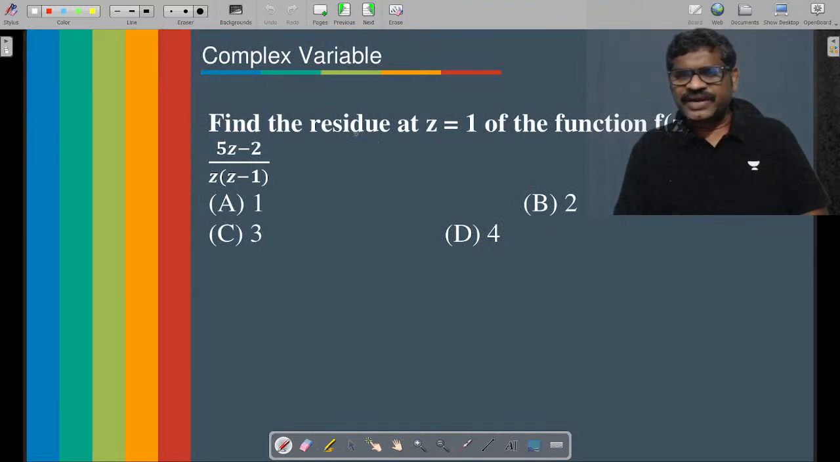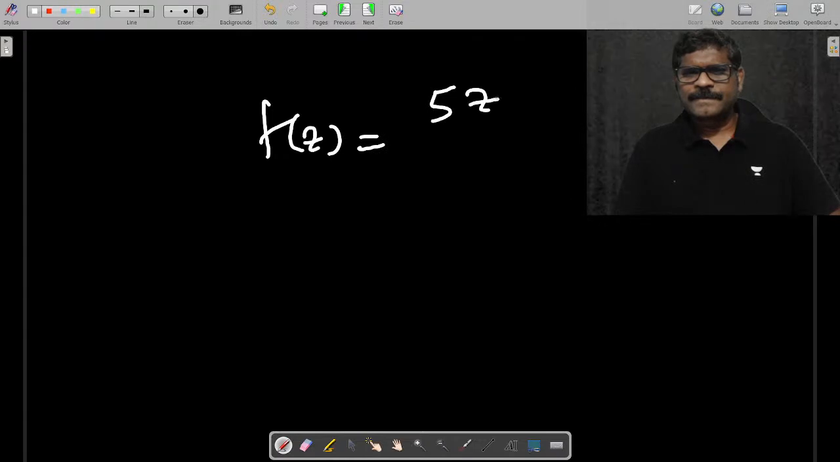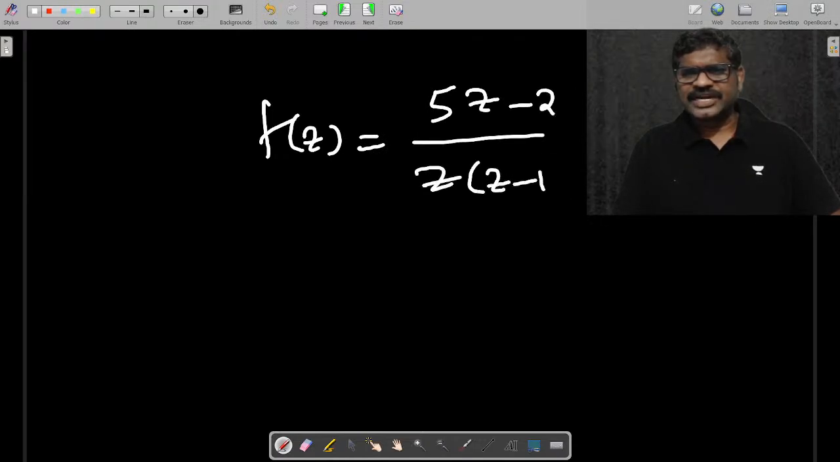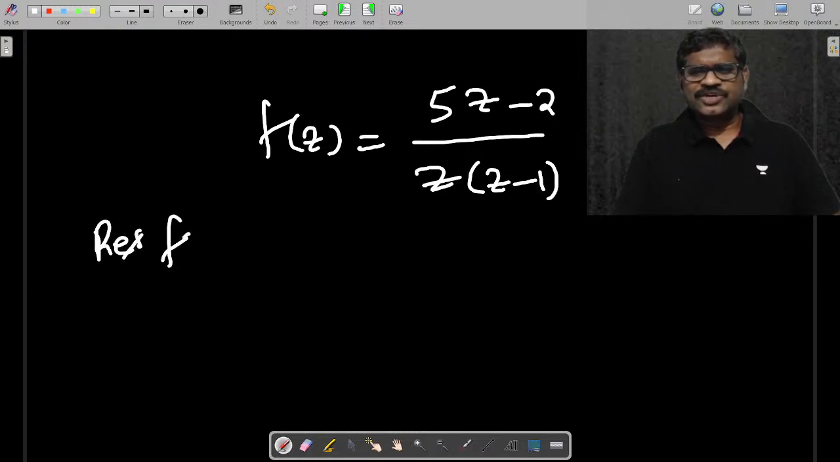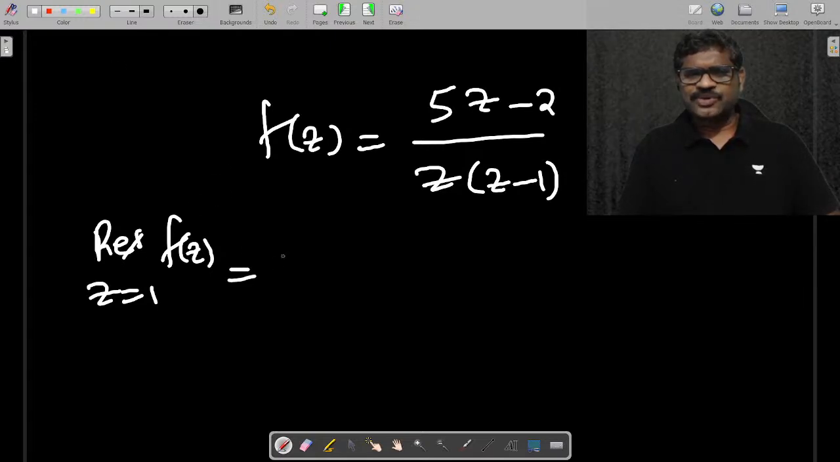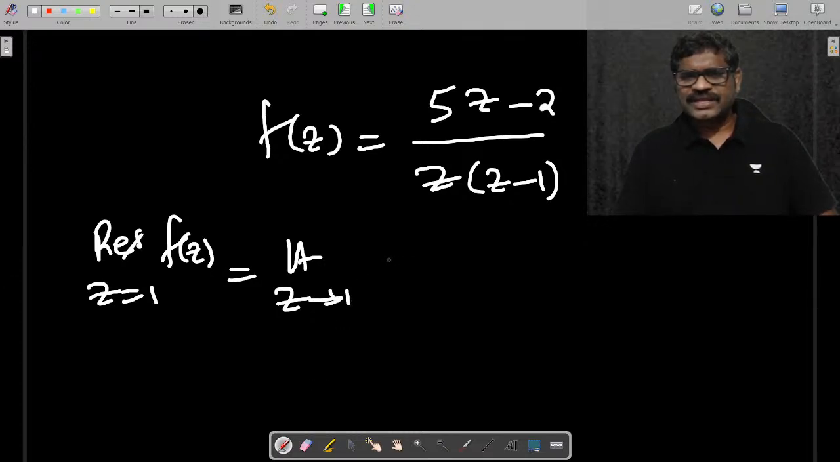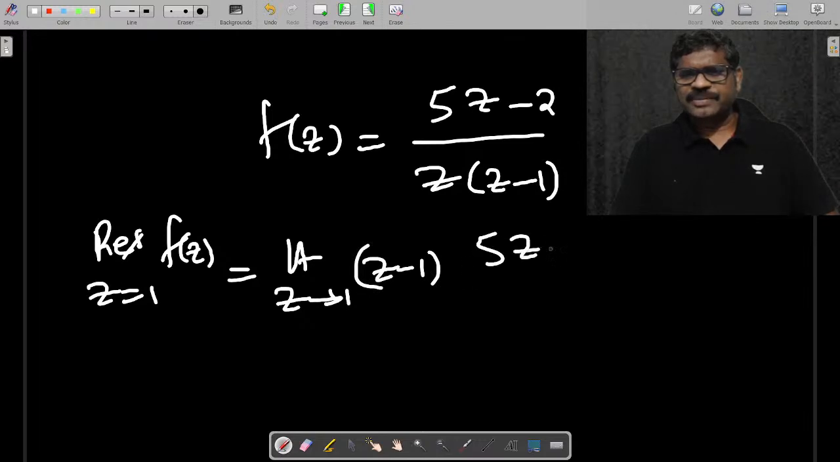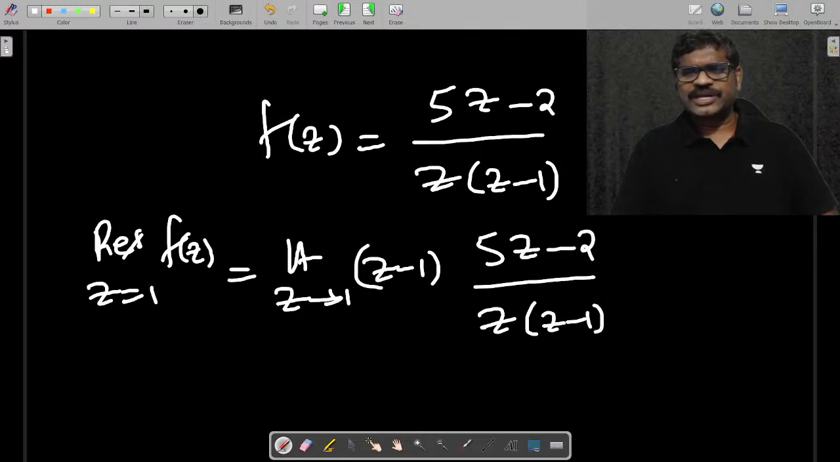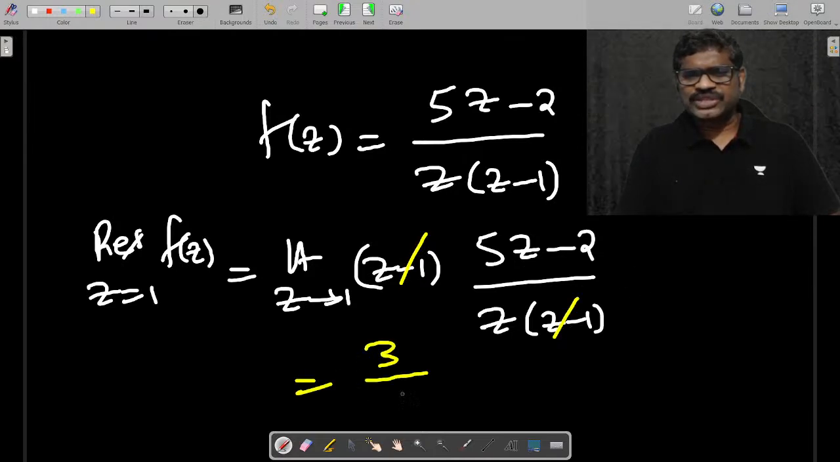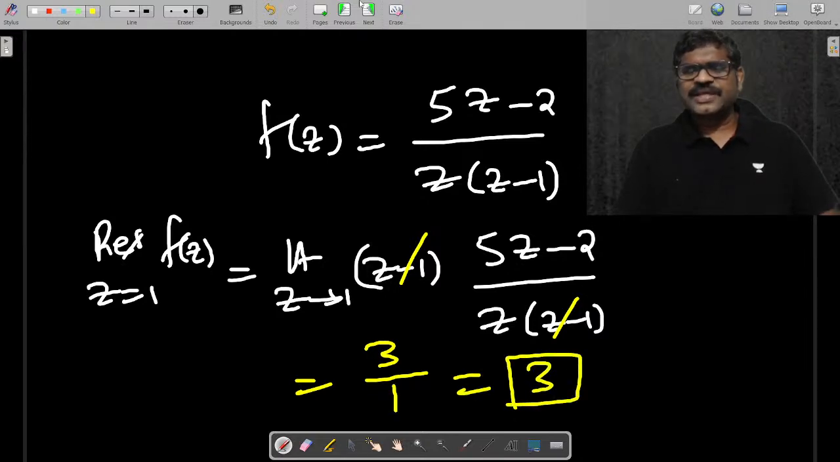Next problem. Find the residue of f of z at z equal to 1. f of z is 5z minus 2 by z into z minus 1. Now z equal to 1 is a simple pole. That's why the residue is given by the limit z tends to 1 of z minus 1 into 5z minus 2 by z into z minus 1. z minus 1 you can cancel. When z is tending to 1, 5 minus 2, 3 by 1, that is 3. Finally, the value of the residue of f of z at z equal to 1 is 3.